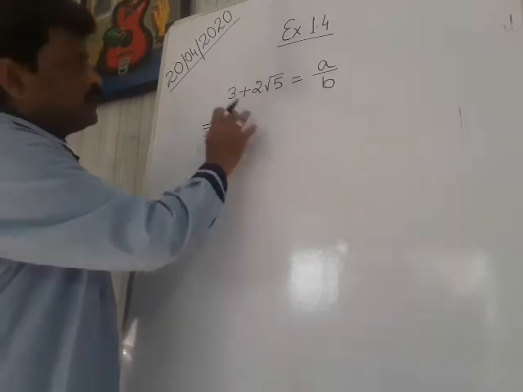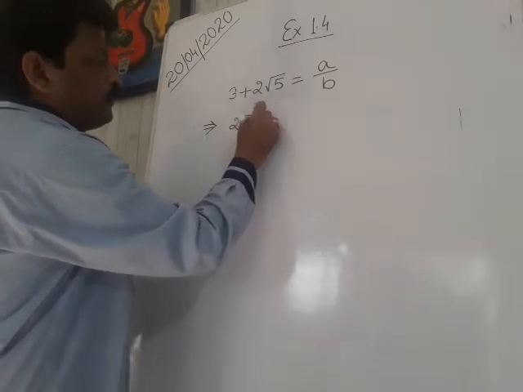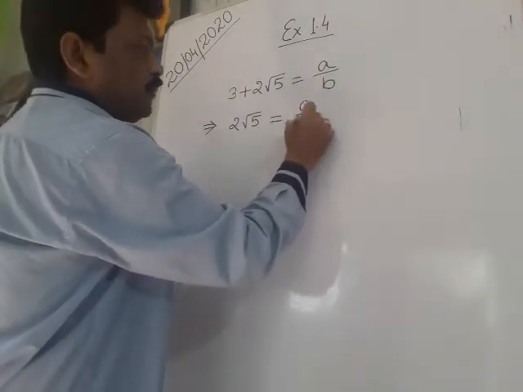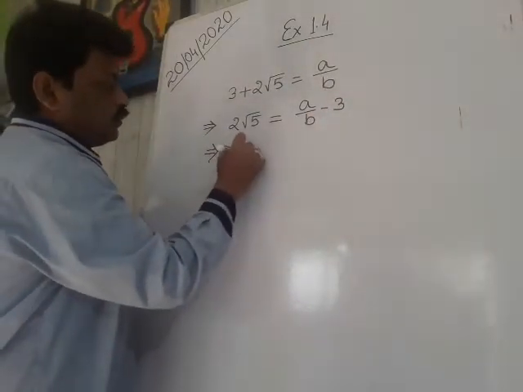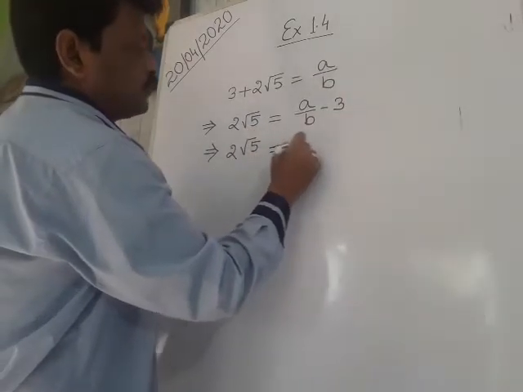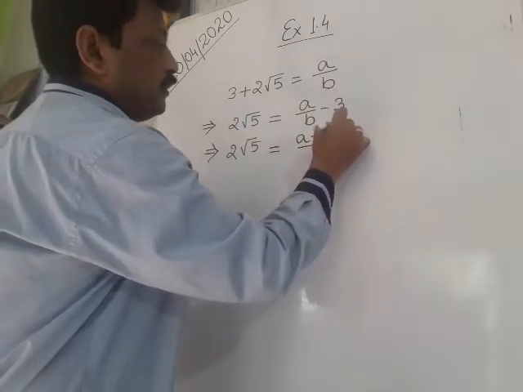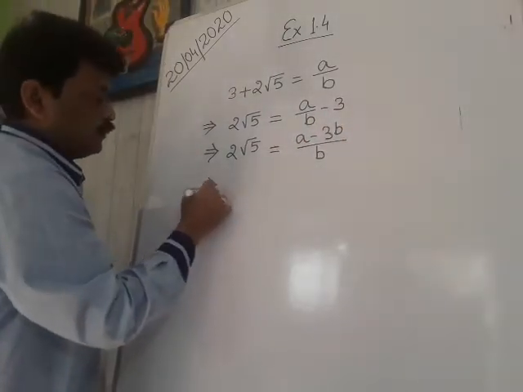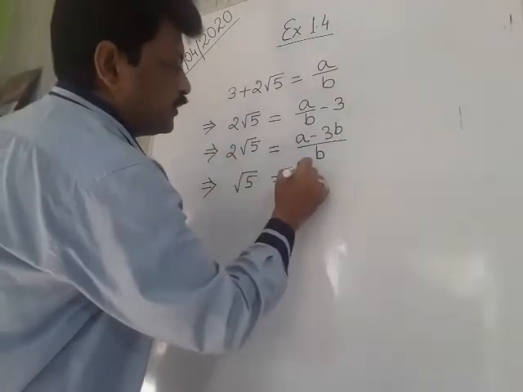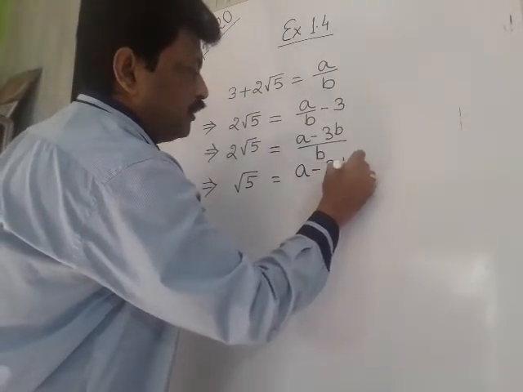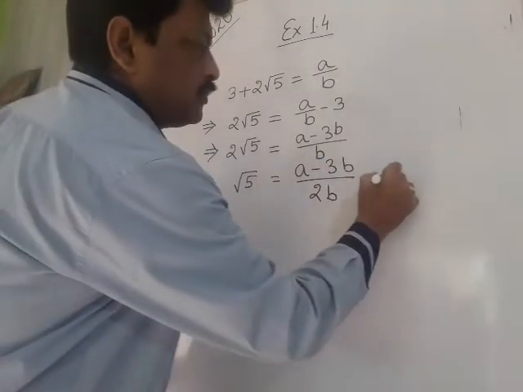Let me rearrange the whole thing. So it becomes 2 root 5 equals a by b minus 3, which implies 2 root 5 equals a minus 3b by b. The 2 will go to the denominator on the right hand side, so root 5 equals a minus 3b by 2b. This is equation number 1.